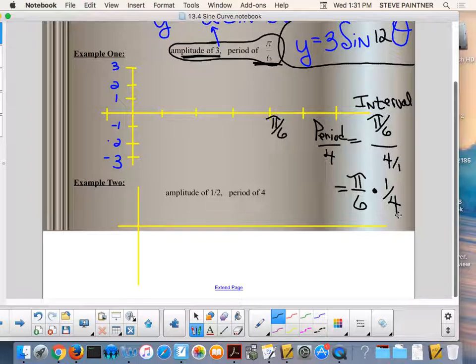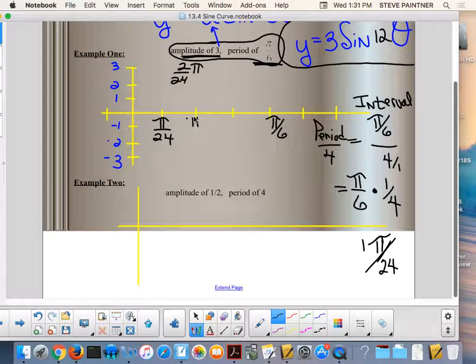Pi over 24. Okay. You know what you're counting by? You're counting by 1/24 pi. Little tiny fractions of pi. Ready? The first one is called 1/24 pi. Okay, what do you think the next one's called? 2/24 pi. But can you guys reduce that? Pi over 12.